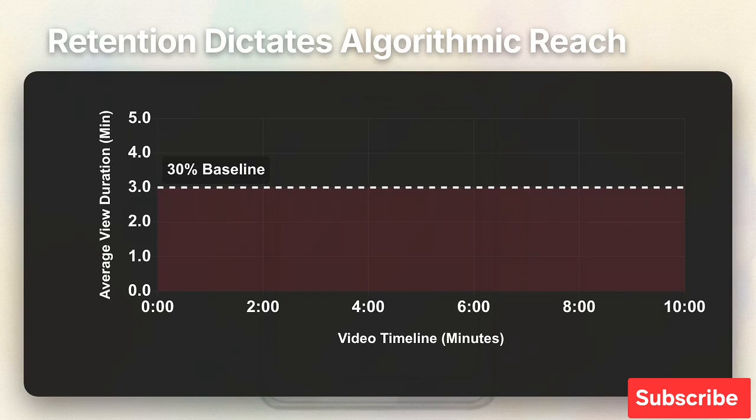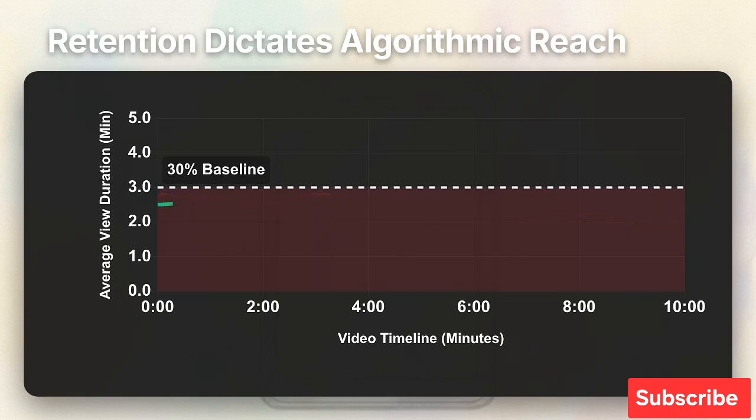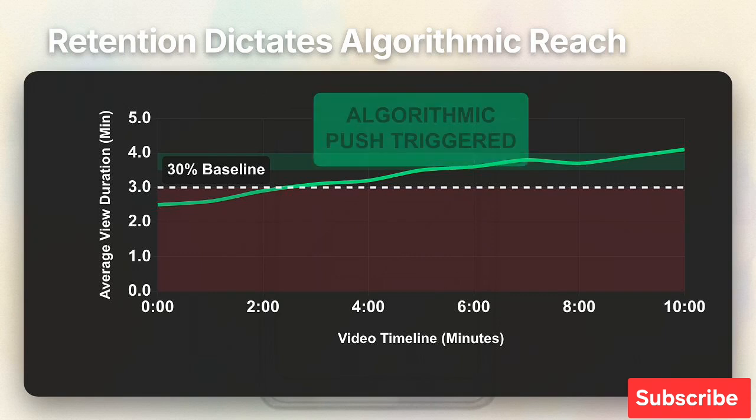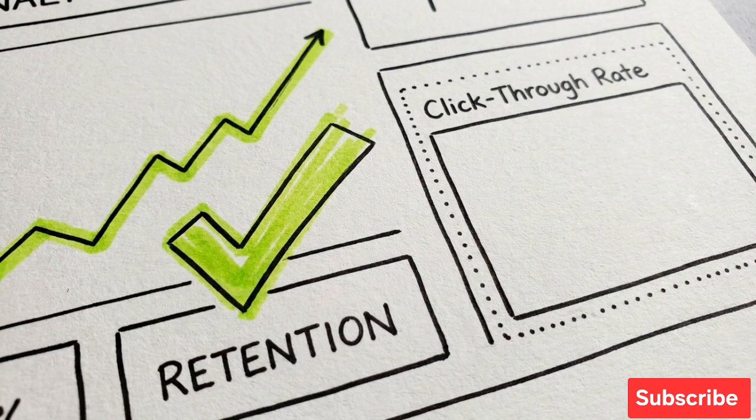The first is the baseline retention metric. The video must retain viewers for an average of exactly 3 minutes, or 30% of its total runtime. If the average view duration drops below this 3-minute line, the system registers the video as a failure, assuming audience dissatisfaction and terminating distribution. Retention that pushes to 3.5 or 4 minutes, crossing into this upper 35 to 40% range, triggers a strong positive signal, forcing the algorithm to push the video harder. But high retention alone won't sustain momentum if the algorithm cannot secure the second critical metric, the click-through rate.